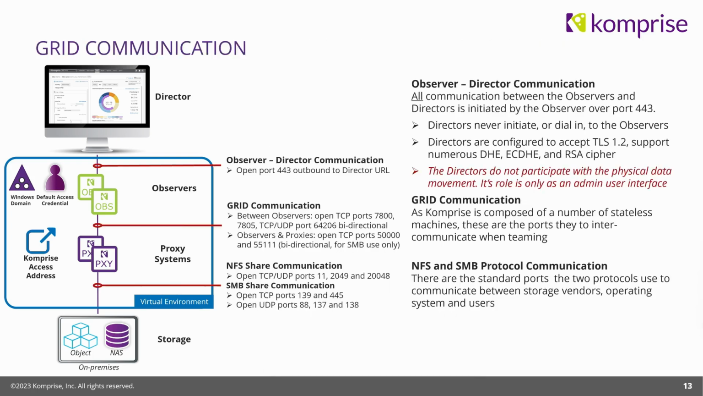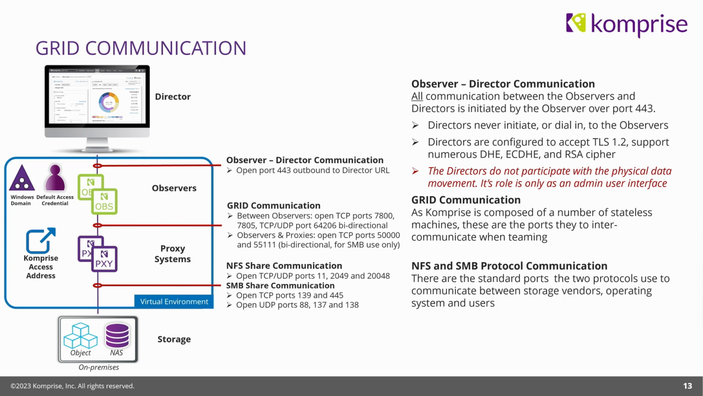The various components of the Komprise grid communicate with each other to accomplish complex data management tasks quickly. The observers communicate with the director on port 443. Before installation, configure a firewall rule to allow outbound connections to the director URL through 443. In some cases where intense security software is being used, you may need to also whitelist the director URL.